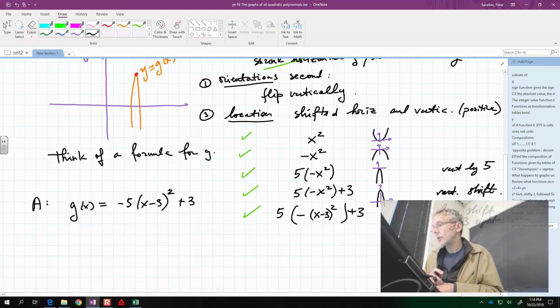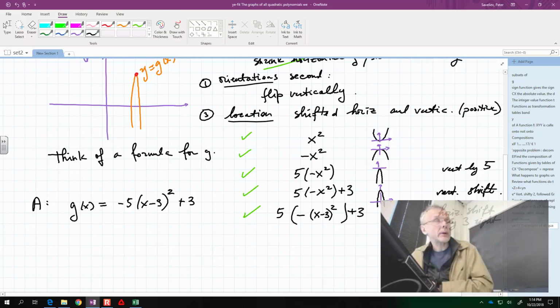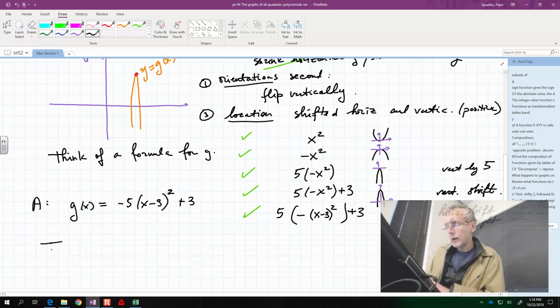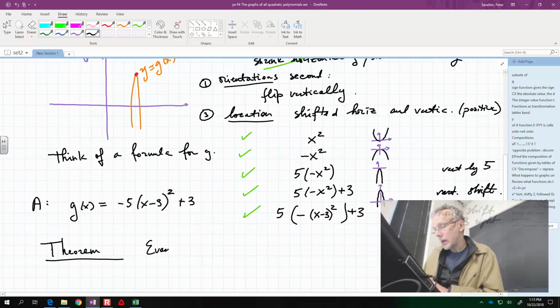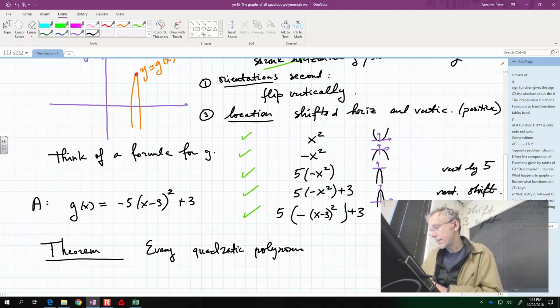Okay, so that works out. It is the worst case scenario, pretty much, so it will work out every time you can think of. So in order to make that clear, put it on record, there is a theorem: every quadratic polynomial can be put in this form.